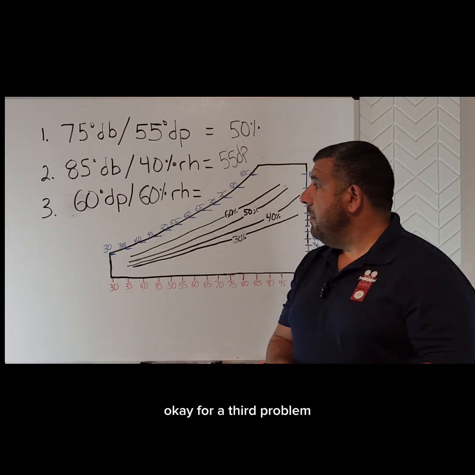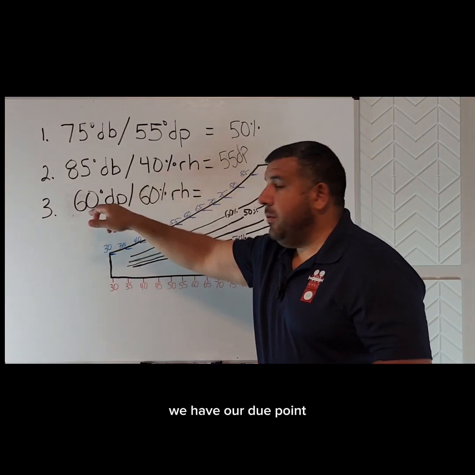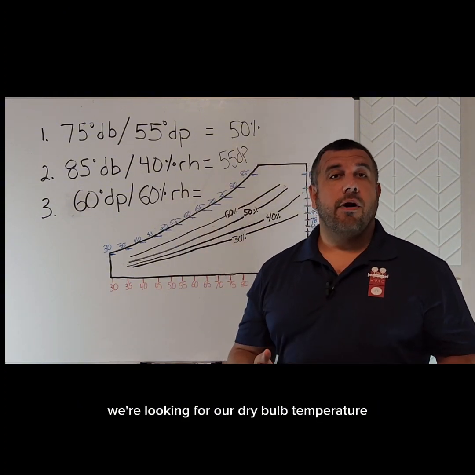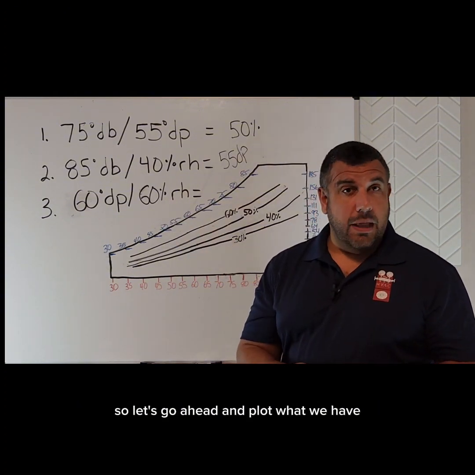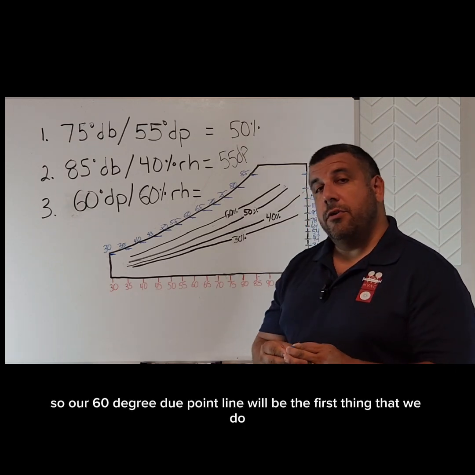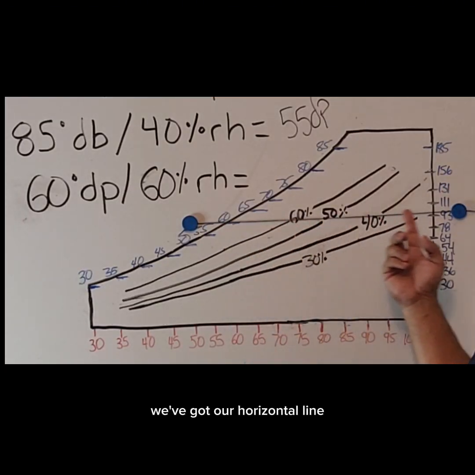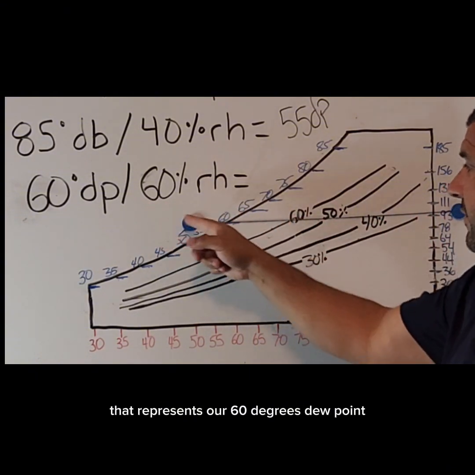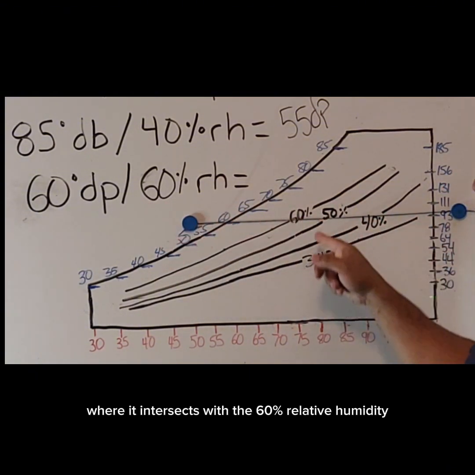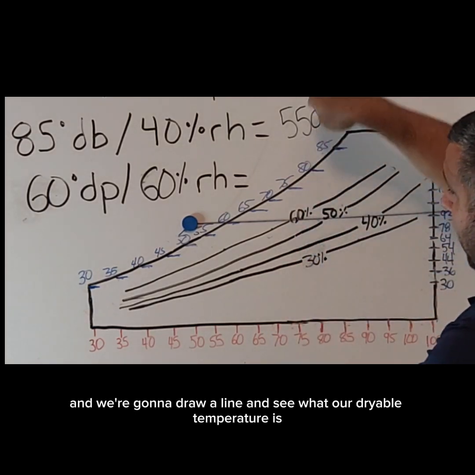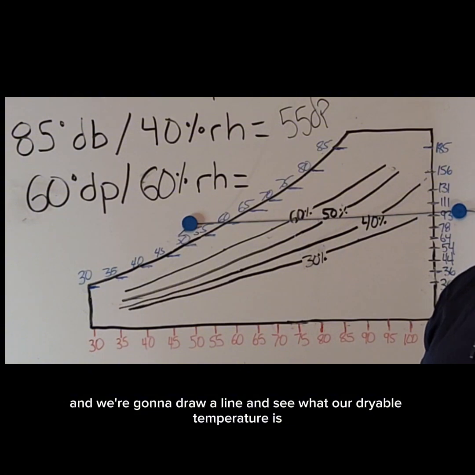Okay, for our third problem, we have our dew point, which is 60 degrees, and we have our relative humidity. We're looking for our dry bulb temperature. So let's go ahead and plot what we have. Our 60 degree dew point line will be the first thing that we do using this blue string. All right, we've got our horizontal line that represents our 60 degrees dew point. Where it intersects with the 60% relative humidity, we're going to next take our red string and draw a line and see what our dry bulb temperature is.